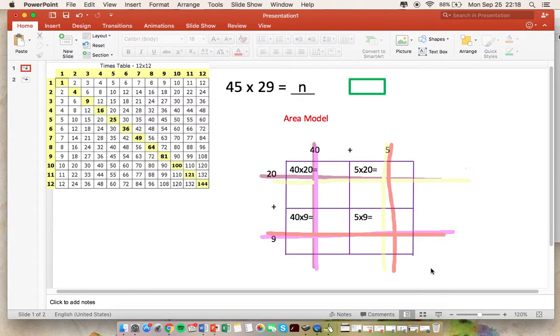Alright, now what I need to do is find the products of each of these boxes. And the same thing that we did with the last problem, we covered up our zeros so that the problem didn't look as scary. So let's go ahead and try that for 40 times 20.